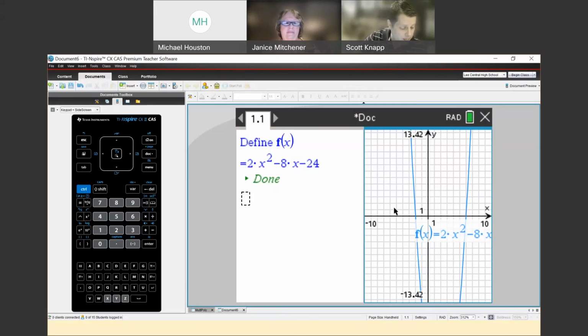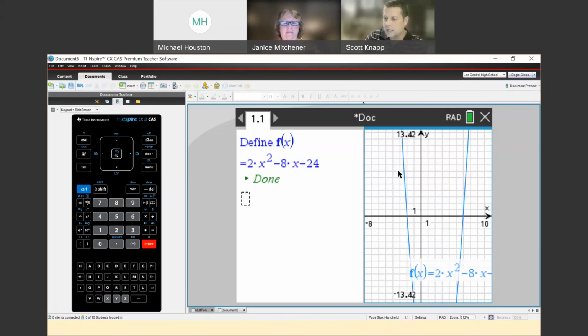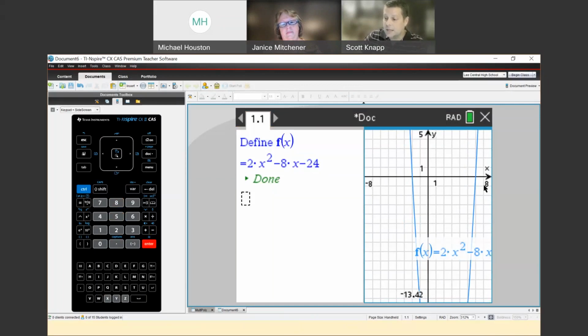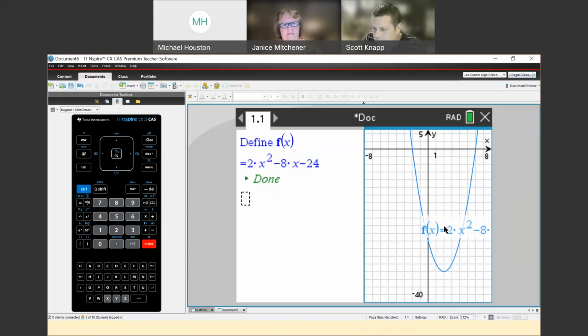Now, I'm going to go ahead and change my window up here a little bit. This is one of my favorite things about the Nspire window, that I can change it on the screen. I don't have to leave the screen to go change my Xmin, Xmax, which I think is great because I can see exactly what I'm changing and how it updates as I change it. And so now I've got that function entered. If we take a look, the places where y is 0 are x-intercepts. They're at -2 and 6.